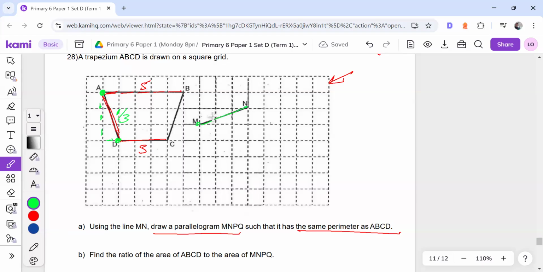Isn't that from here to there also go up 1, then go right 3? 3 as well, right? Okay. And before we do the drawing, you must know what a parallelogram is. Miss Ong told you before: sketching. Before you draw, do the sketching.